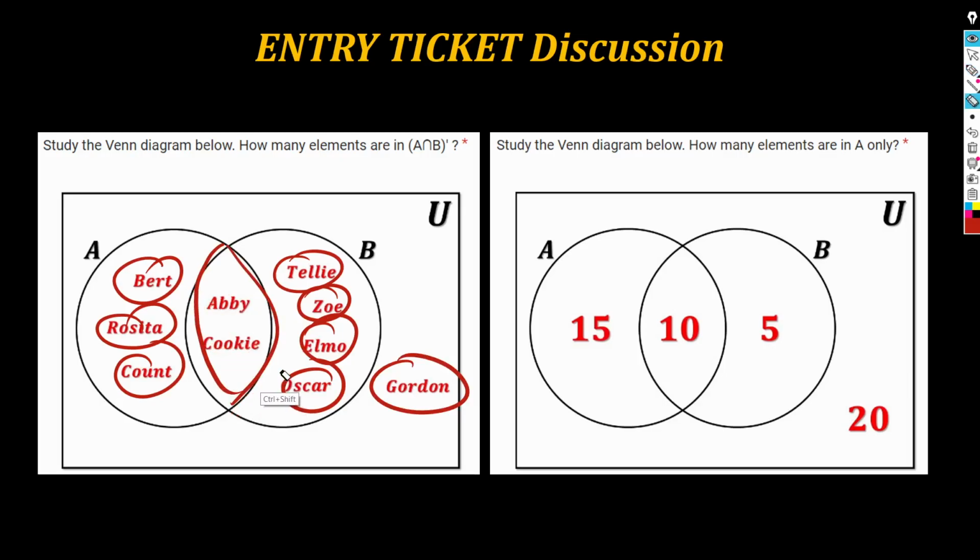Tama? So, how many elements, therefore, are in that set? We go 1, 2, 3, 4, 5, 6, 7, 8. Dapat ang sagot nyo doon. Okay? 8.